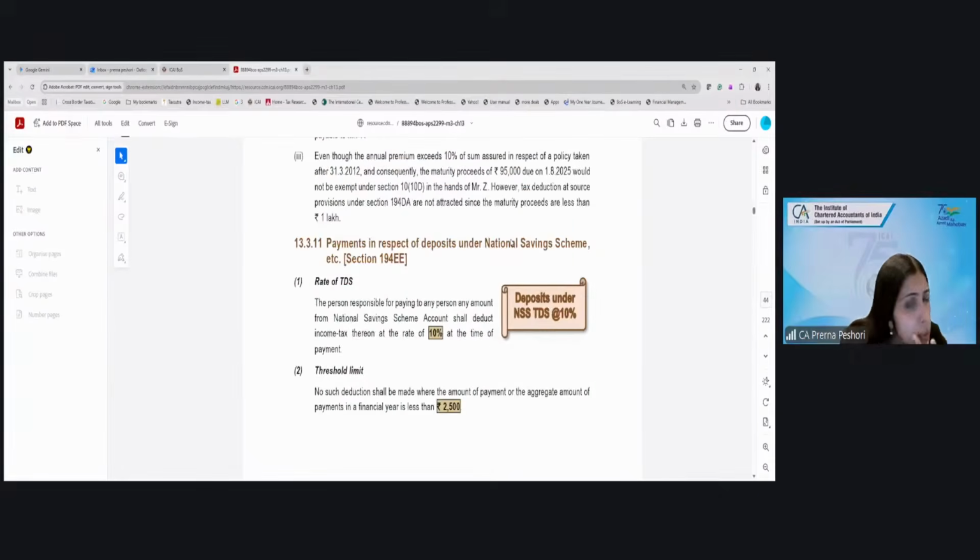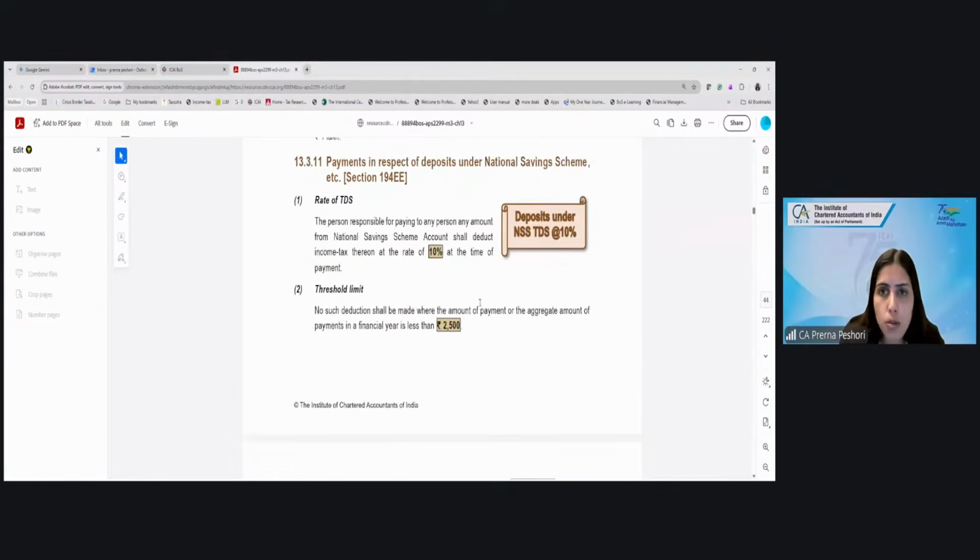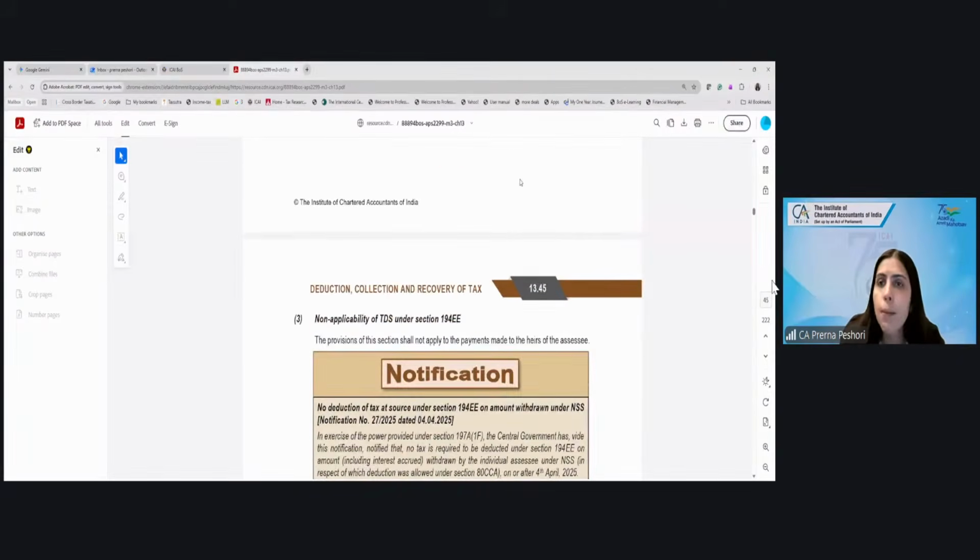Okay. Next is payment in respect of deposits under the National Savings Scheme. Who is the person responsible? Any. Who is the payee? Any person. Right? What is the TDS? 10%. What is the threshold? 2,500. What is the timing? Payment or credit, whichever is earlier. Very simple.